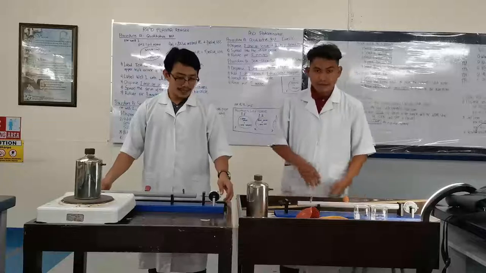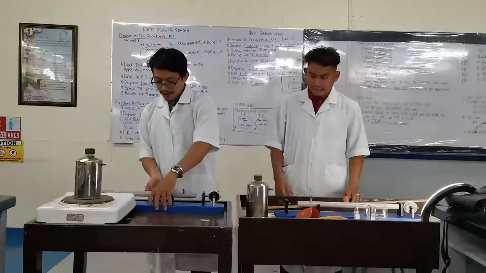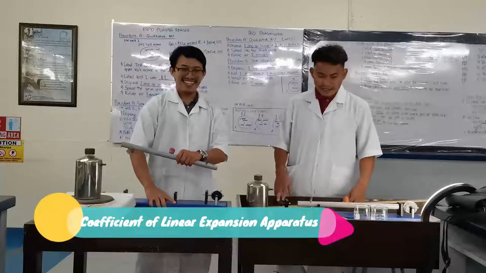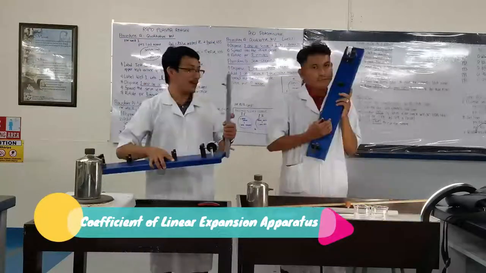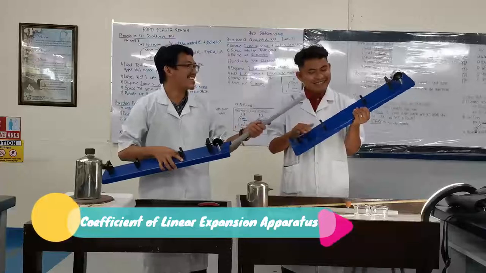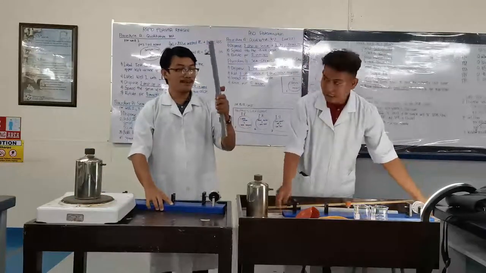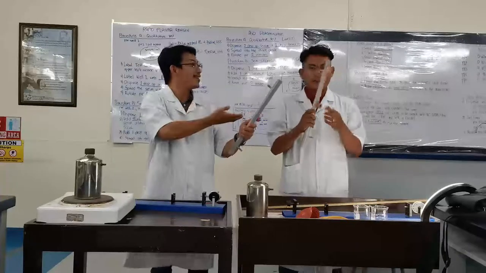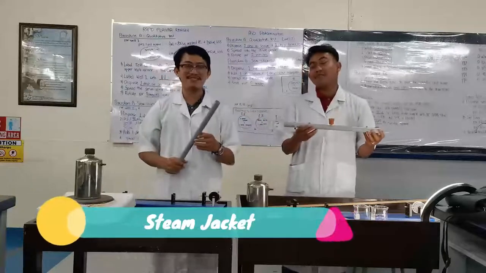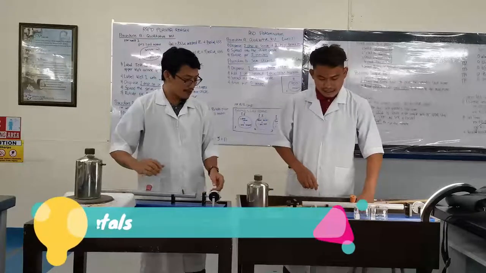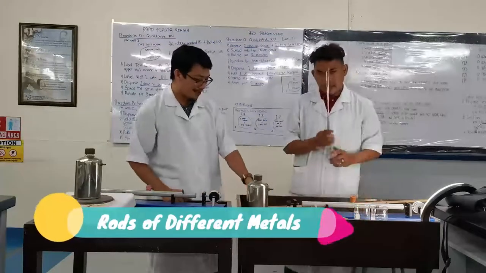For our materials, first we have the coefficient of linear expansion apparatus. We have two of them that we requested. And particularly this one is what we call the steam jacket. And then we also have rods of aluminum. Ano yung mga rods natin sa aluminum dyan, Sir Kelly?